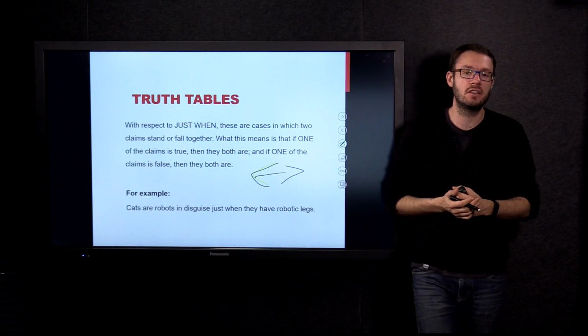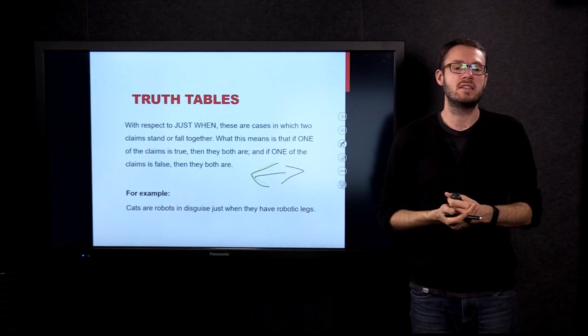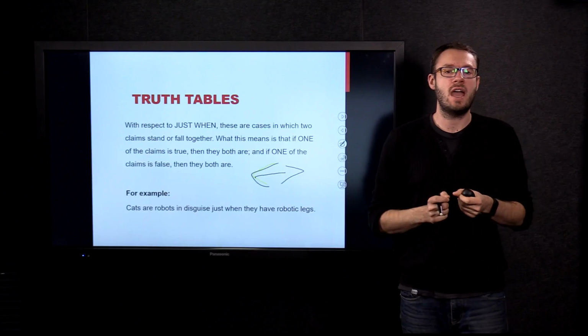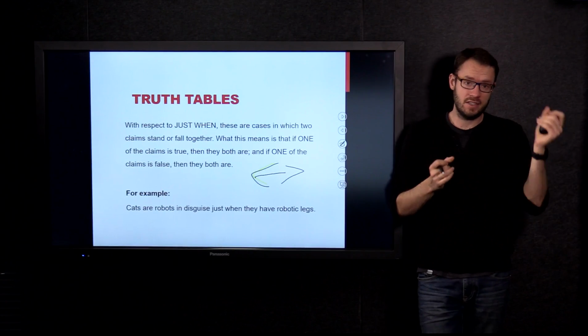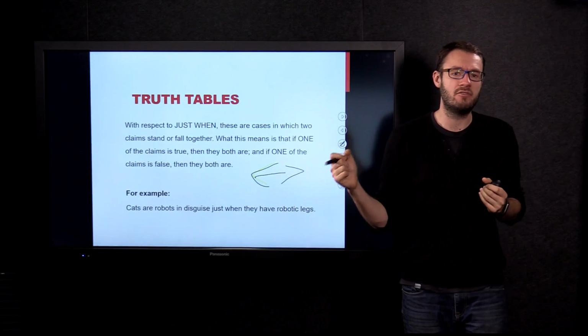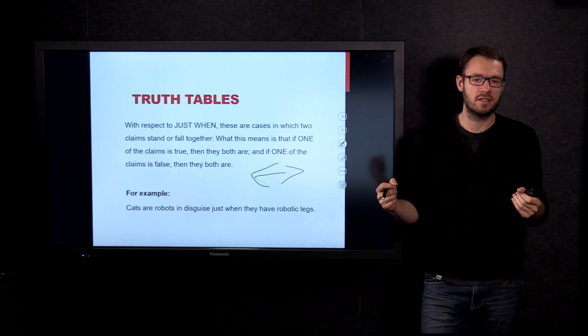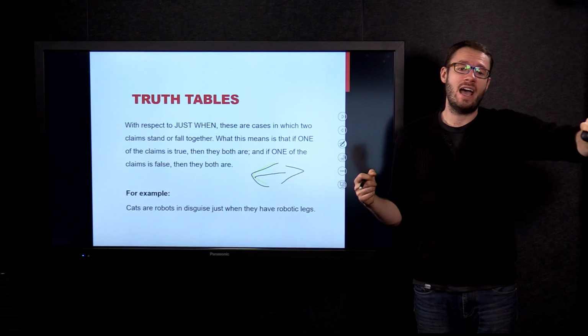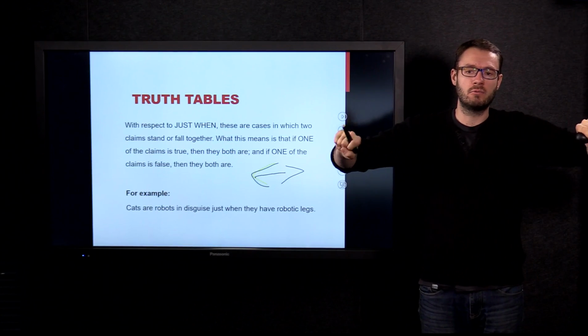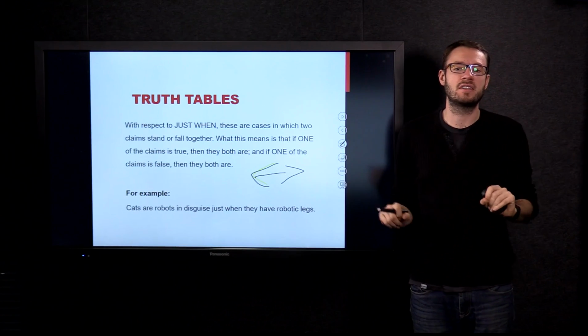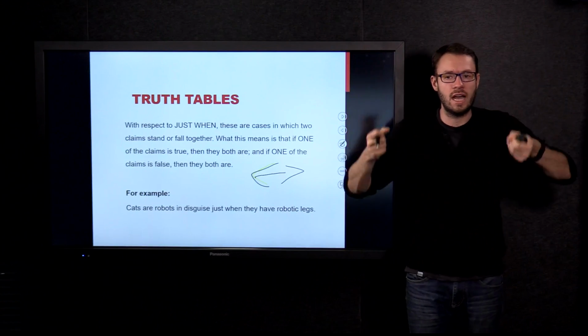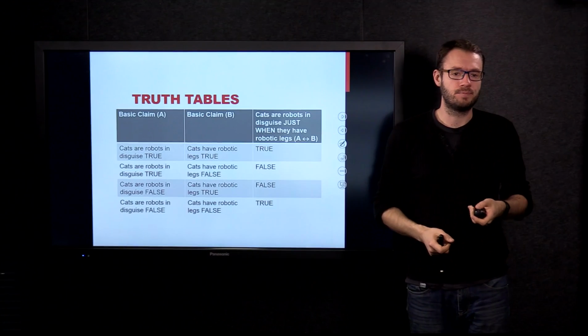So, for instance, consider the following claim. Cats are robots in disguise just when they have robotic legs. So if cats are robots in disguise, then it follows that they have robotic legs. And if they have robotic legs, then it follows that cats are robots in disguise. Similarly, if they don't have robotic legs, then they're not robots in disguise. And if they're not robots in disguise, then they don't have robotic legs. These two claims are always moving together.